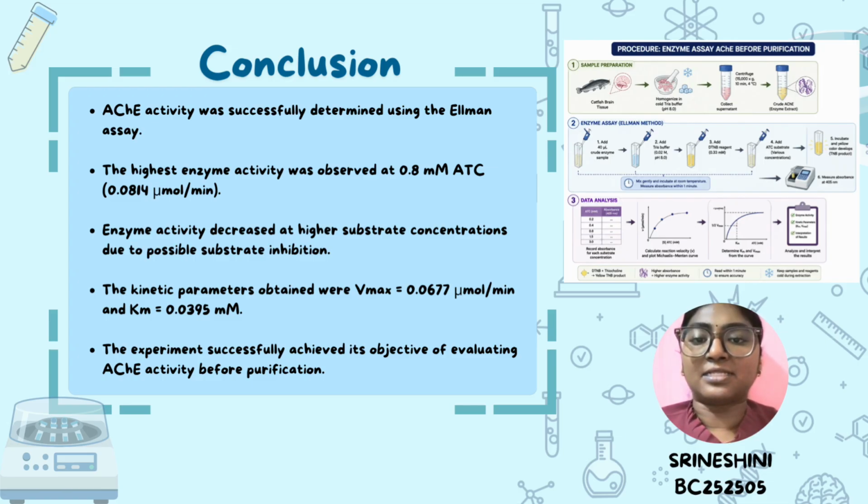The Michaelis-Menten analysis produced a Vmax of 0.0677 micromole per minute and a Km of 0.0395 millimolar, indicating that AChE has a high affinity for the substrate. Overall, the experiment successfully achieved its objective of evaluating the activity and kinetic behavior of AChE before purification and provided a better understanding of enzyme kinetics.